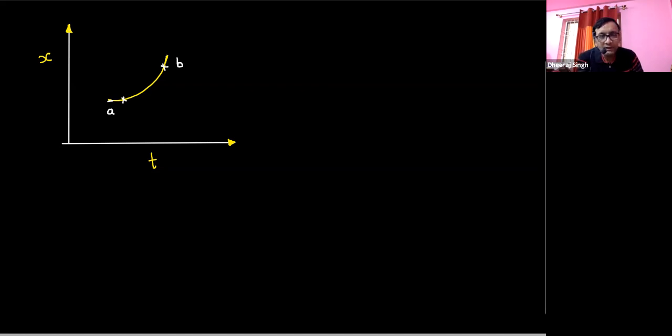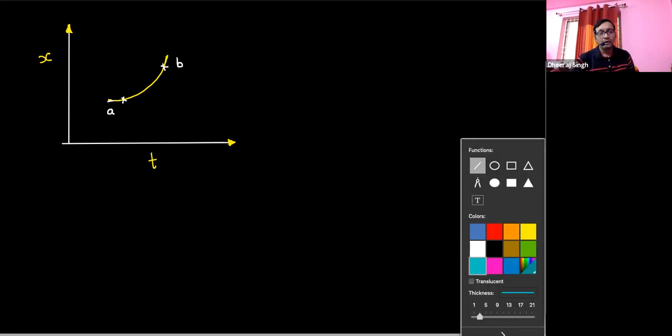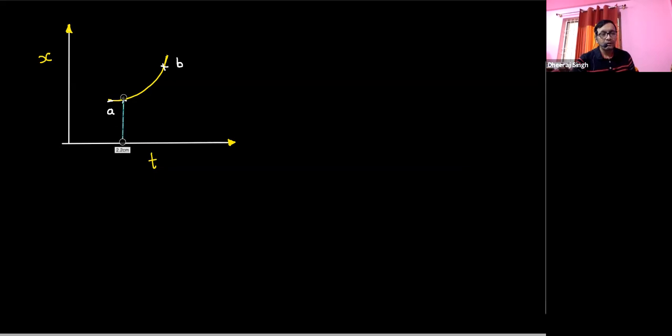All of you have drawn, you are telling this algebraically. Graphically, you have to show. Graphically, understand? In the graph, how it looks like. All right, so all of you are done. I was asking graphically how average velocity looks like.